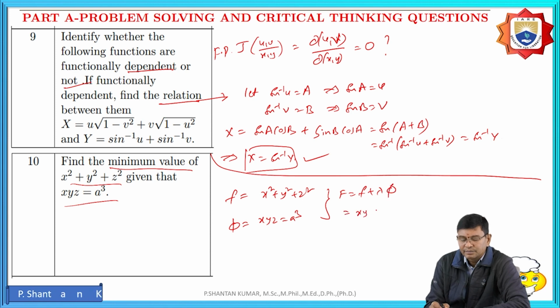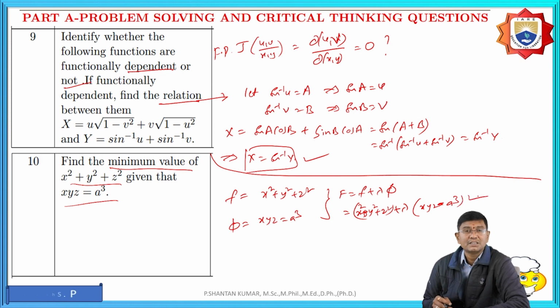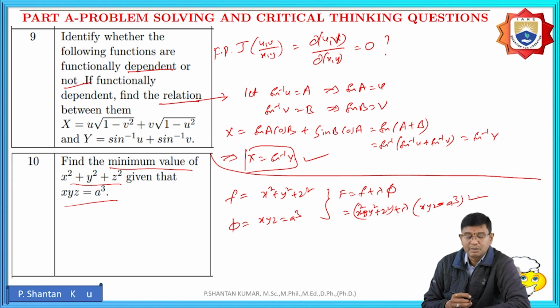And based upon that, F is nothing but f plus lambda phi, where f is x square plus y square plus z square, plus lambda into that phi, which is nothing but xyz minus a cube. And based upon that, we need to find out the stationary points, eliminate lambda, and find the values of x comma y comma z. We need to replace them in the given function.